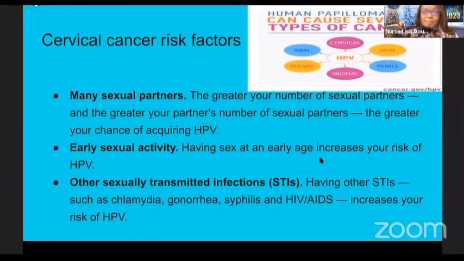What are the risk factors? Again, I described some of them earlier, but I'll go through them again. Many sexual partners. The greater your number of sexual partners and the greater your partner's number of sexual partners, the greater your chance of acquiring the HPV virus, because the virus can move from person to person. It can lay dormant, and then after a while, you develop cancer. Now, don't get me wrong. While women develop cervical cancer, men can develop penile cancer from this HPV virus. Early sexual activity and other sexually transmitted infections are also risk factors. Having other sexually transmitted infections such as chlamydia, gonorrhea, syphilis, and HIV and AIDS increases your risk as well.